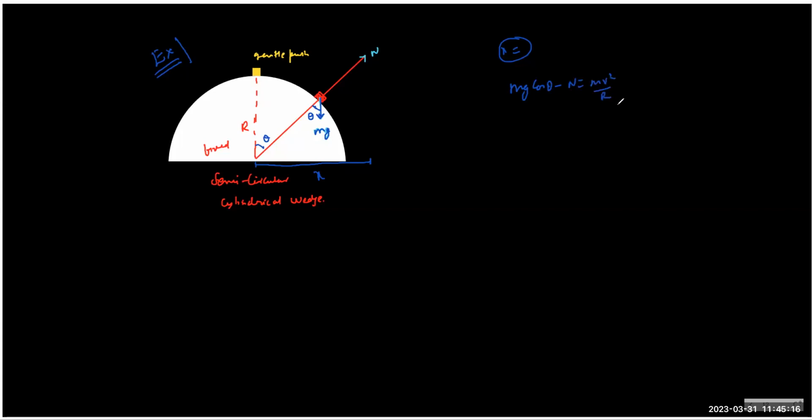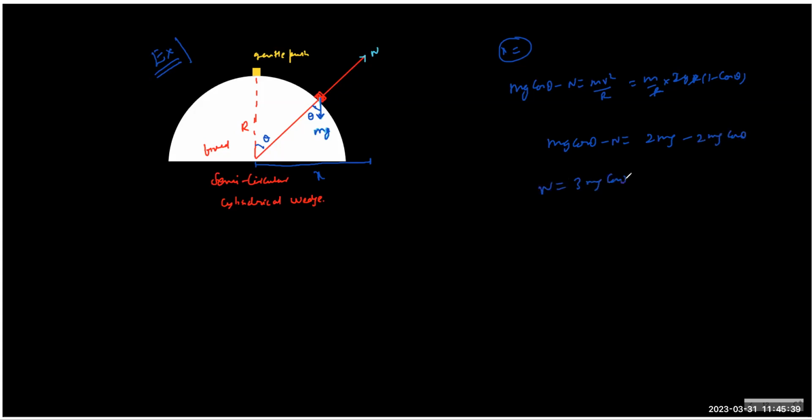And what is v square? That we can get by conservation of energy. That is 2gr(1 minus cos theta). So mg cos theta minus N equals 2mg minus 2mg cos theta, correct? Yes, that's correct.